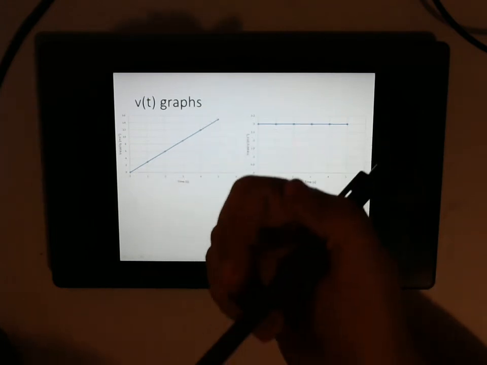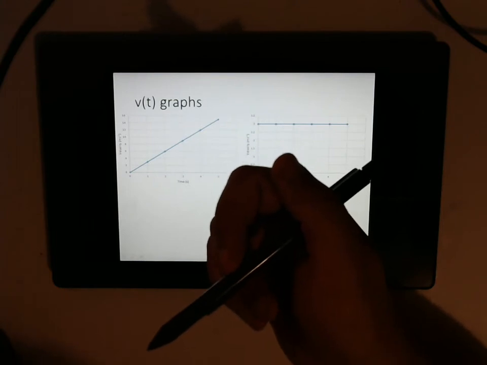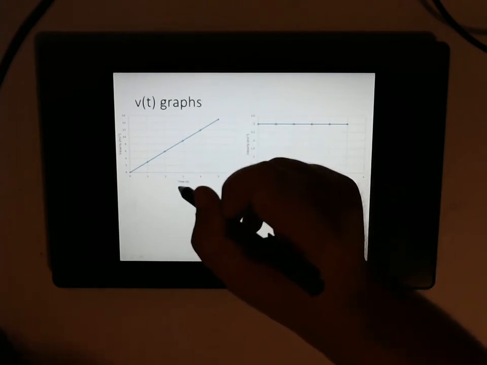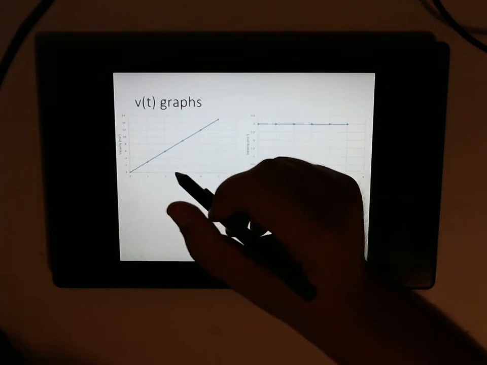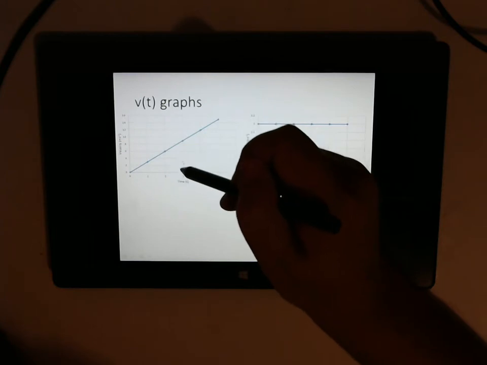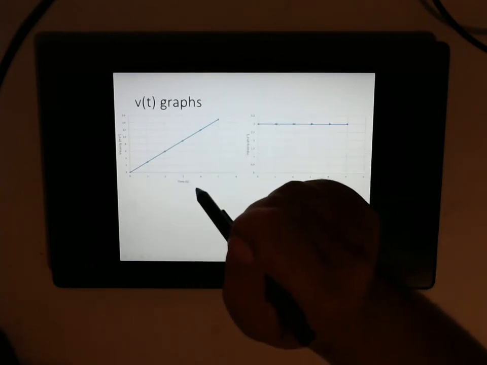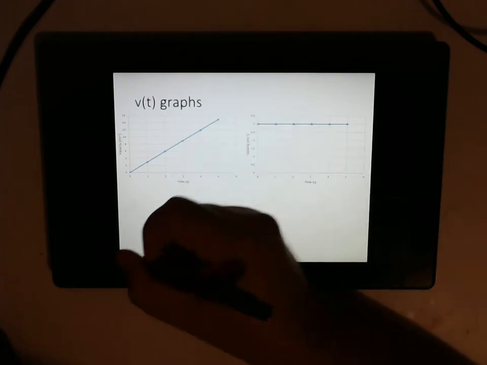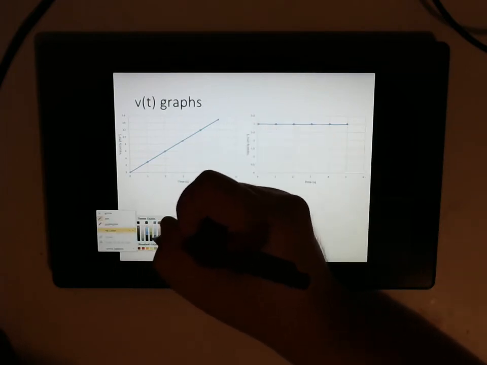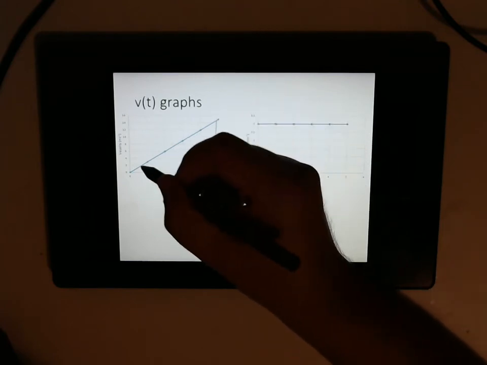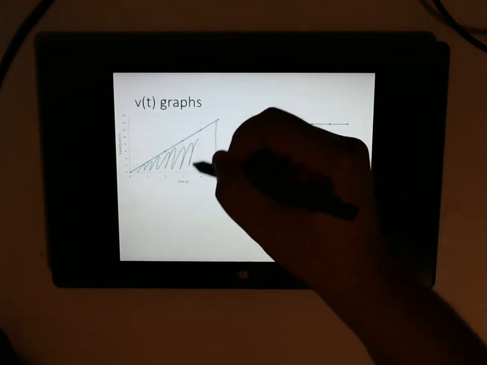Okay, we can work out the gradient. The gradient tells us the acceleration. But what does the area of it tell us? Now, the size of the area can be found by multiplying the x-axis by the y-axis and considering the shape of the graph. In this case, it's a triangle, so let's draw that on here so that we can see it a bit better. I'm going to change it to green. So this is the area I'm talking about for this graph.